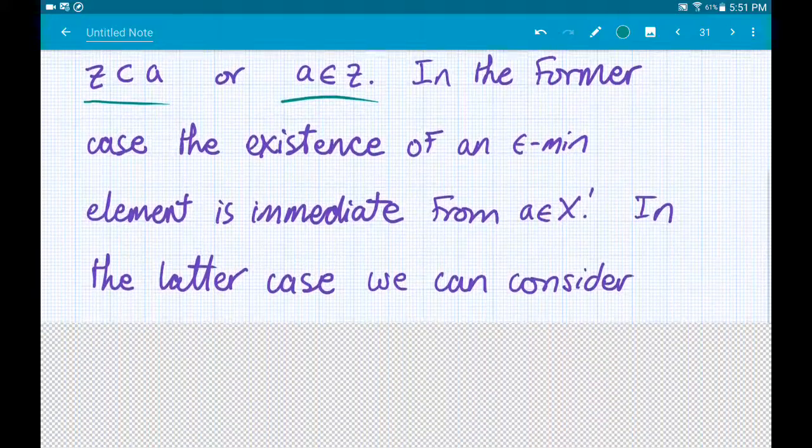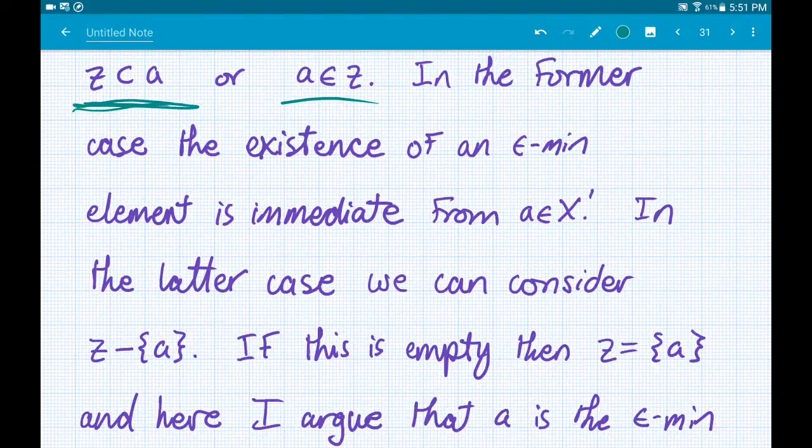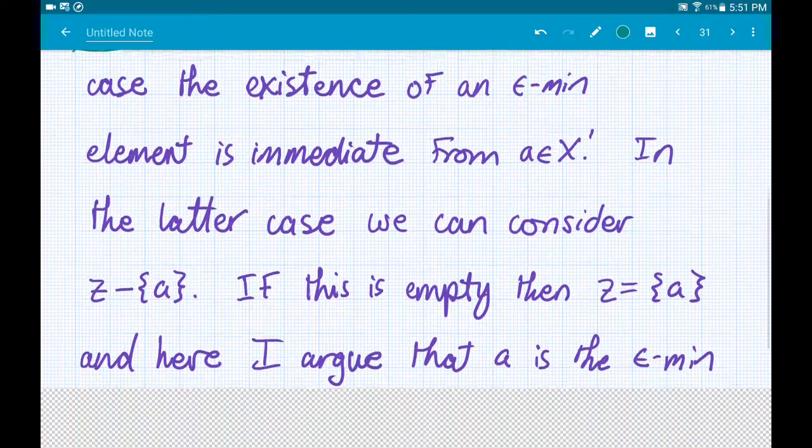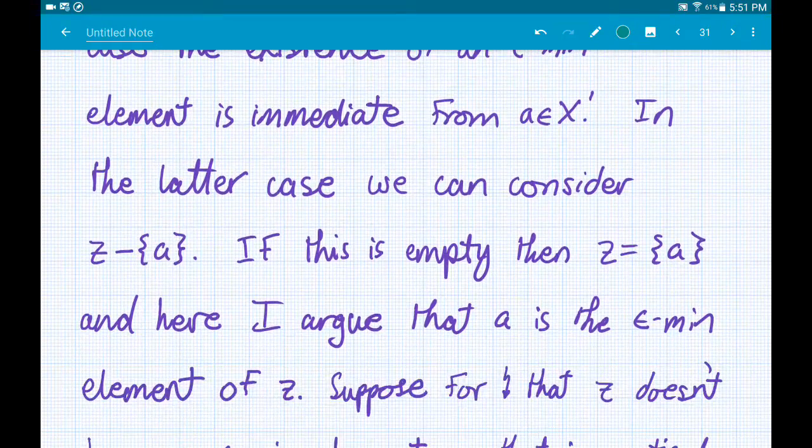Now, in the former case, we know that any non-empty subset of a has an in-min element, so that case is just done. In the other case, where a is an element of Z, I consider branching into two separate cases. One in which, when I subtract out the set {a}, I get the empty set. That is a possibility, and I'll deal with the other one, in which that's non-empty, afterwards.